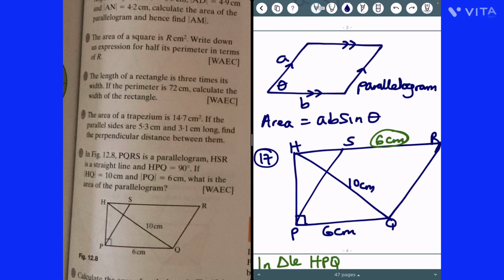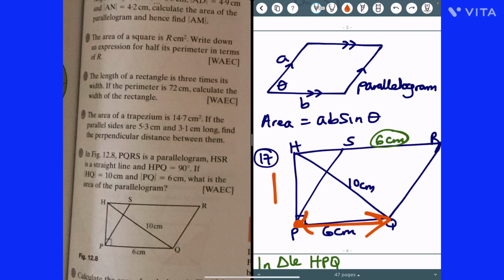All we need to do is find, for the parallelogram, the base times the perpendicular height. We need the base, which is 6. We need the area of this parallelogram. Area of a parallelogram is base times perpendicular height, and we need this perpendicular height, h.